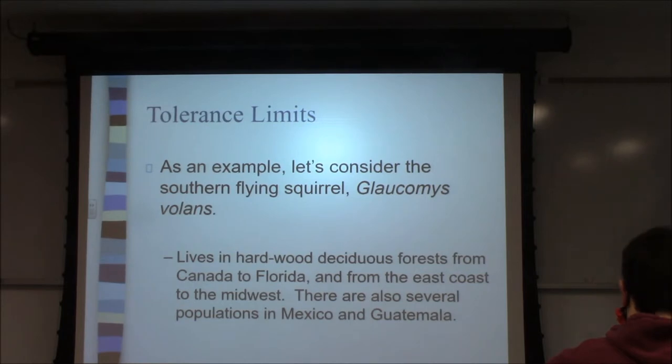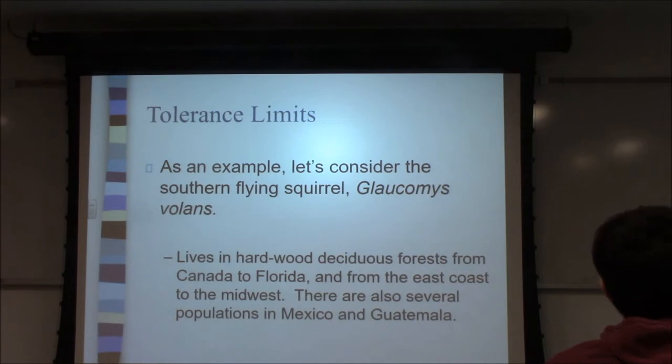There's Alaska. The northern flying squirrel is all across Alaska and Canada, comes down the Sierras, comes down the Rockies, comes down the Appalachians like that. Does not get into Florida. Does not get into Mexico. That's where it is. In fact, the northern flying squirrel is associated only with coniferous forests. The southern flying squirrel is associated with deciduous forests.